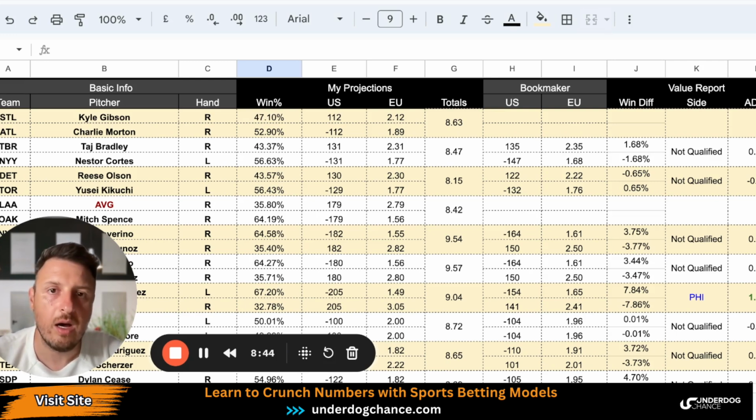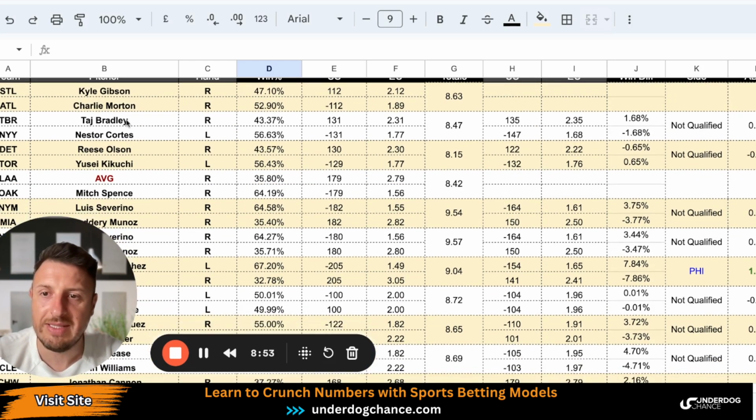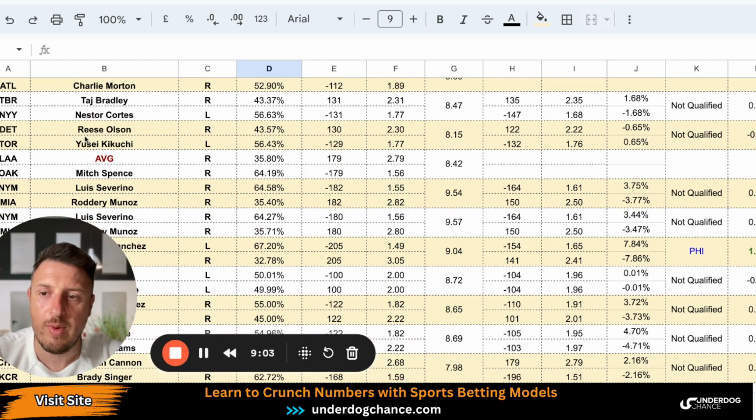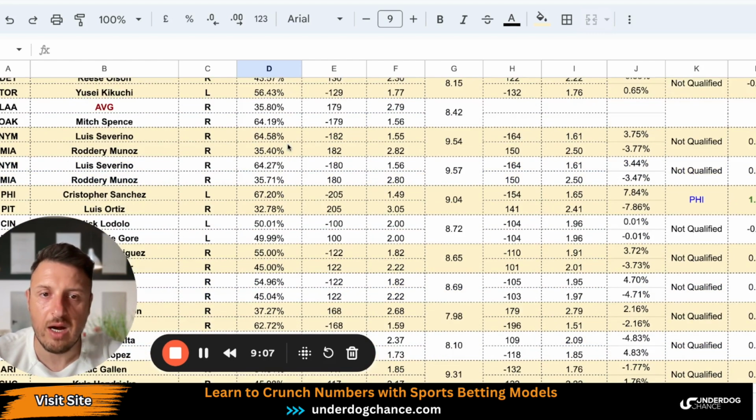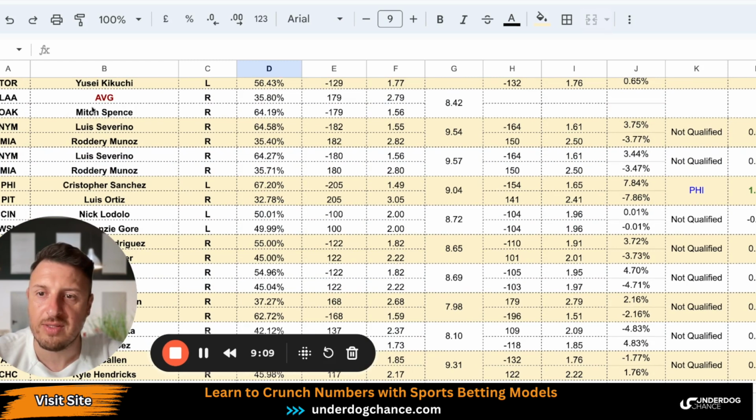Okay, so let's go to today's projections. St. Louis Atlanta, this game is postponed. I just put it here so I don't miss it. Tampa Bay Rays against Yankees, Bradley against Cortez. Based on my projections, Tampa Bay should be plus 131. The odds are very similar to bookmakers. Same with Detroit, Toronto. My numbers and bookmakers' numbers are the same. Then we have Angels, Oakland. I skipped the game because of a league average pitcher.